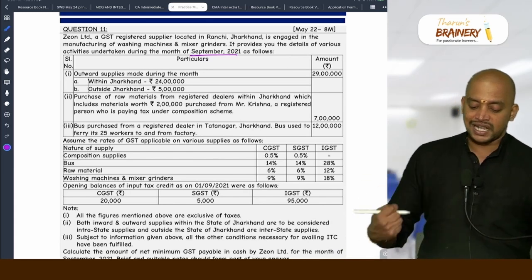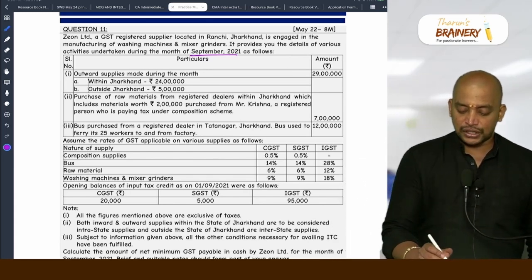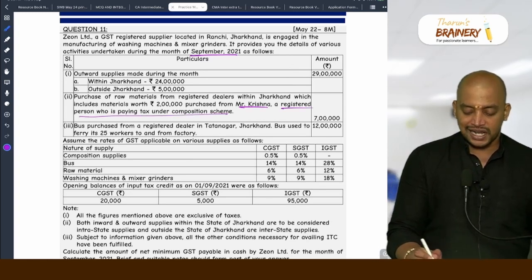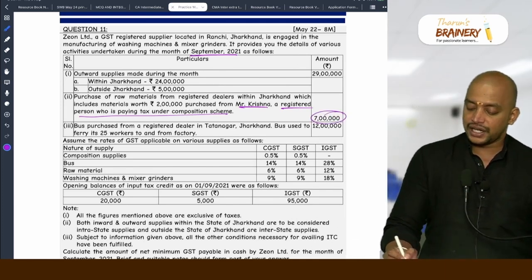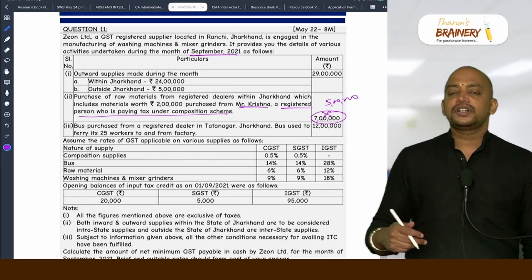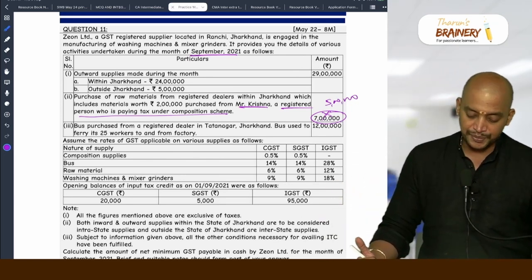Purchase of raw material from registered dealer within Jharkhand, which includes material worth 2 lakh purchased from Mr. Krishna, a registered person who is paying tax under composition scheme. No, that cannot be taken as credit. So we can take credit only with respect to 5 lakhs, because whenever a person is opting for composition scheme, if you purchase from him, you cannot take ITC.